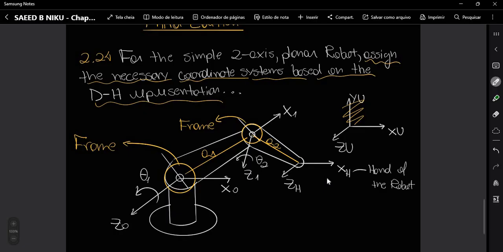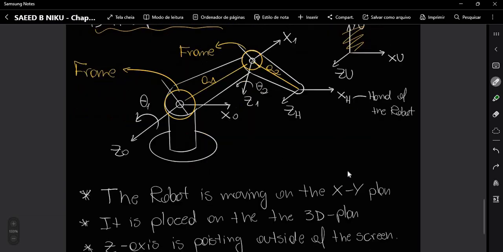Don't misunderstand the meaning of 2x with the degrees of freedom of this robot. It has 2 degrees of freedom because this base is fixed and we only get motion on this joint and on this joint. So being a 2x planar robot and having 2 degrees of freedom here is only a coincidence.